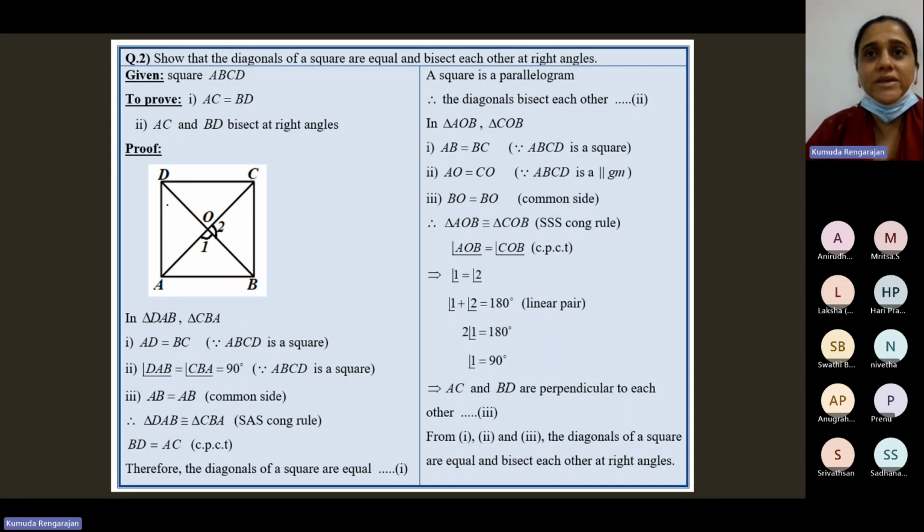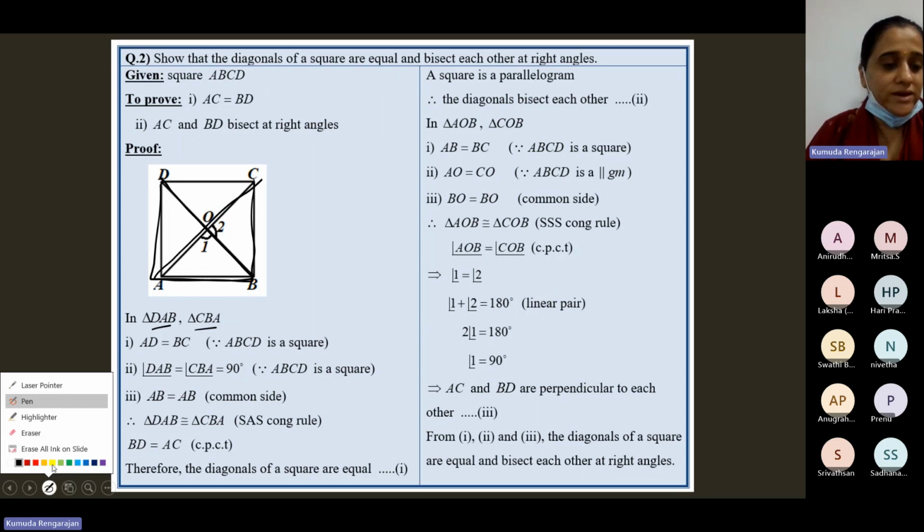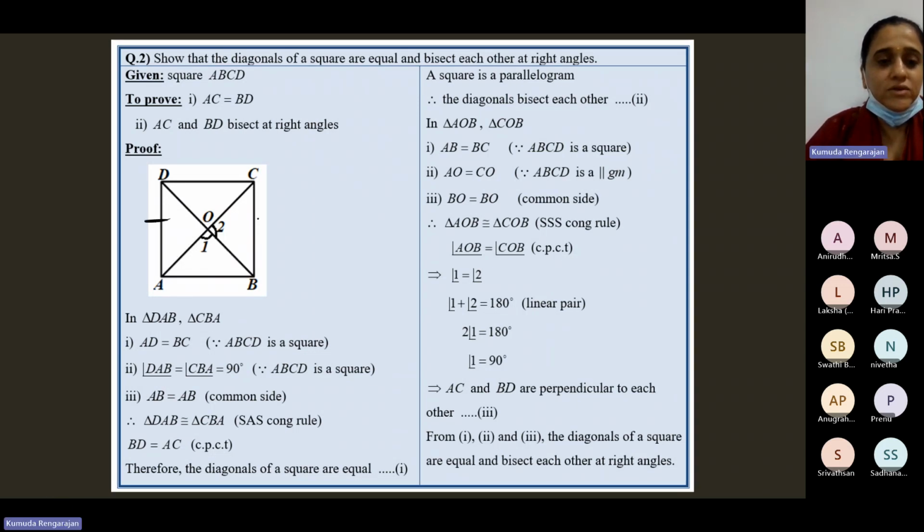Now, as I told you, take up two triangles that have the diagonals, these two diagonals, BD and AC. So we've taken up the triangles DAB and CBA. DAB, this triangle, and CBA, this triangle. So in these two triangles, AD is equal to BC. Why? Because ABCD is a square.